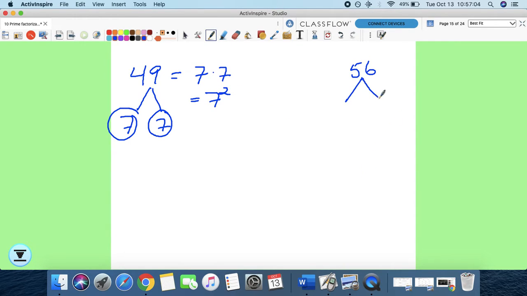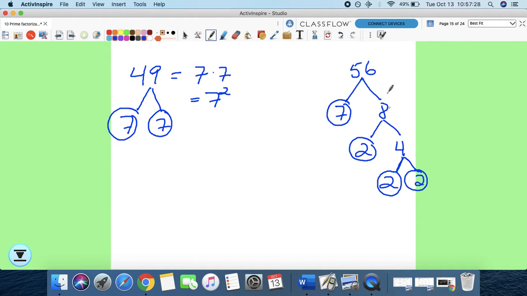56, let's see, what two numbers can we think of? 7 times 8. 7 is a prime, so we circle. 8 is a composite number, so we can break that up into 2 and 4. 2 is prime, circle. 4 is composite, so we can break it further into 2 and 2. Circle, circle. So 56 is 2 times 2 times 2 times 7. In exponential form, it is 2 to the third power, and then times 7.